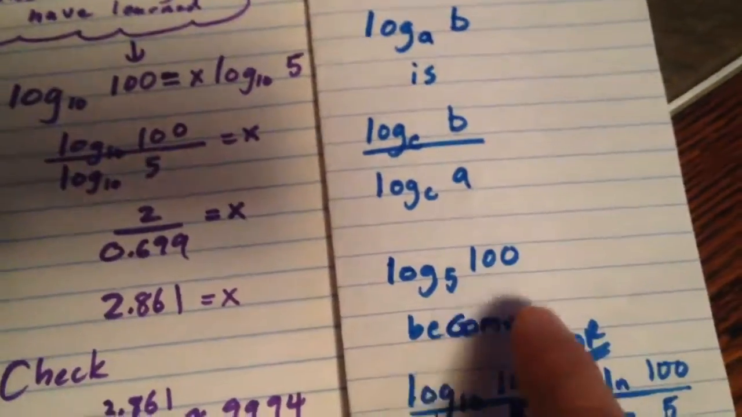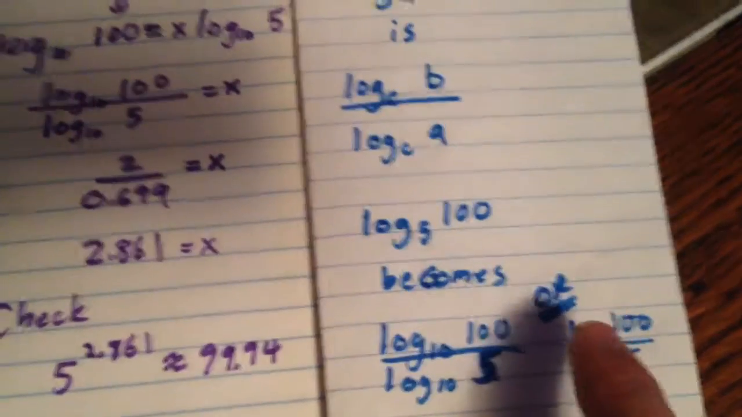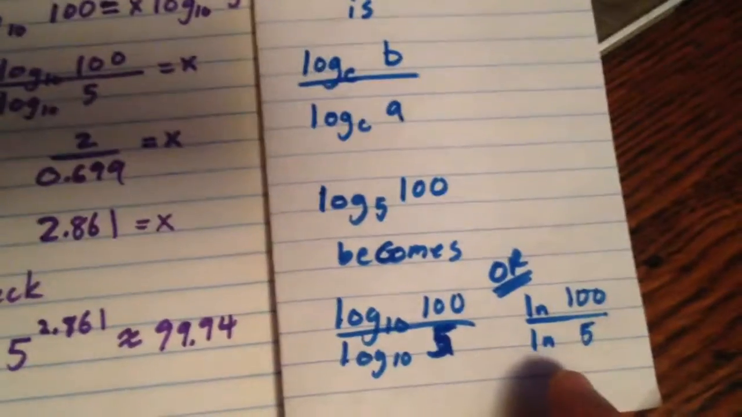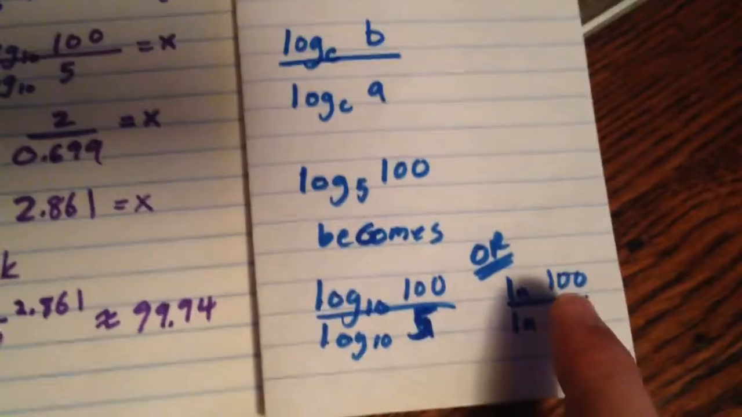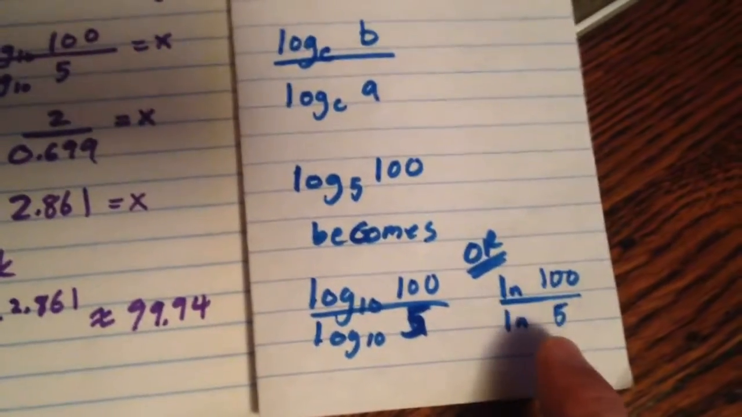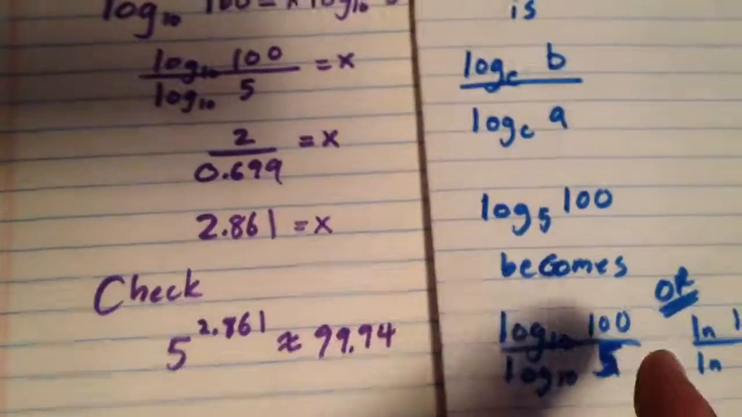So our log base 5 of 100 becomes log 10 of 100 over log 10 of 5, and you can check this on your calculator that you get the same thing. Most calculators have a natural log button. Natural log of 100 over natural log of 5 will give you the exact same answer that we got over here.